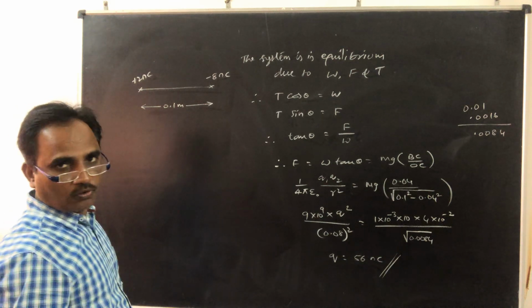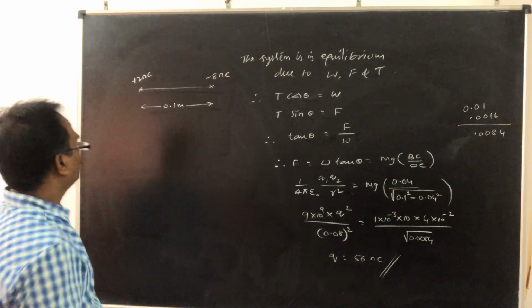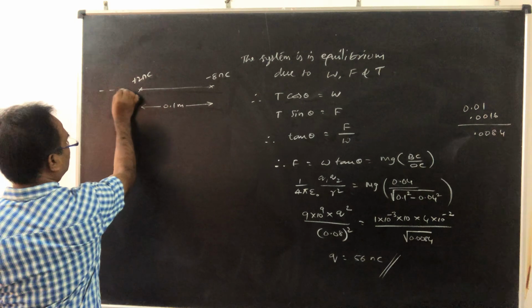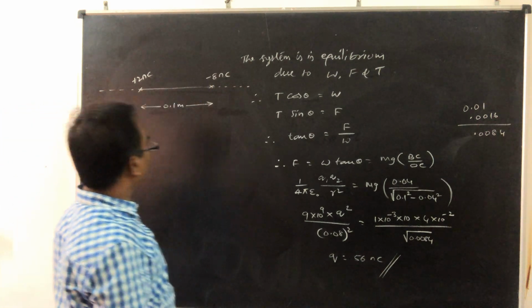So as I already told you, null point means it is the point where the resultant electric field can become 0. So this is the line joining the two charges. First you make out where you can get the null point.